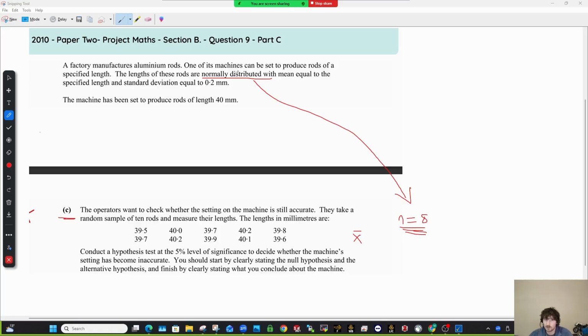But if it is normally distributed, the parent distribution, we don't have to sample 30 or more. So n equals 8 was fine here. Right. The lengths of the bars, we're talking about the lengths here, with mean equal to a specific length and a standard deviation of 0.2. The machine has been set to produce this. So this here is like the original mu that the machine is supposed to produce.